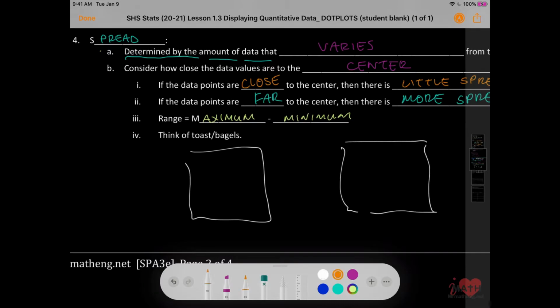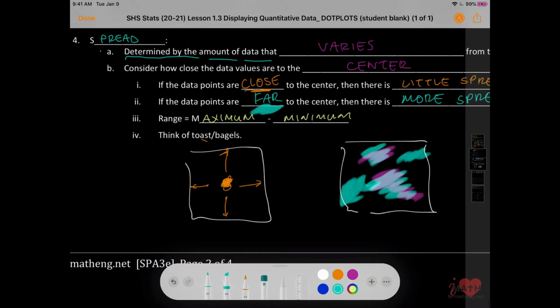Here are my two pieces of toast. If the data points are close together, pretend you have toast or a bagel, and this is your jam. When you plopped the jam onto your bread, it was really close together. That means there's little spread. You're thinking, well, I've got to get my jam all the way to the edges, but when you plopped it on there, it didn't really do much. Now, if it is far, way out here, then you have lots of spread. It's spread out all over the place. So that's how we would describe those.